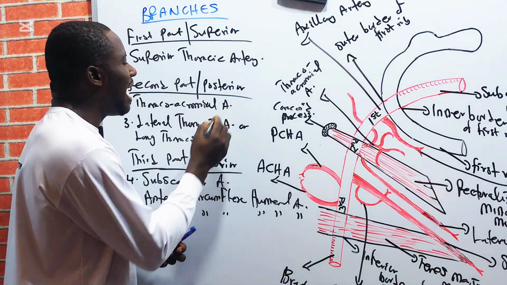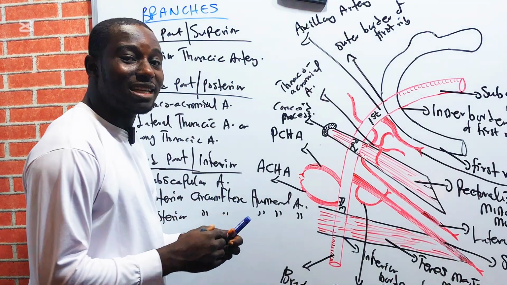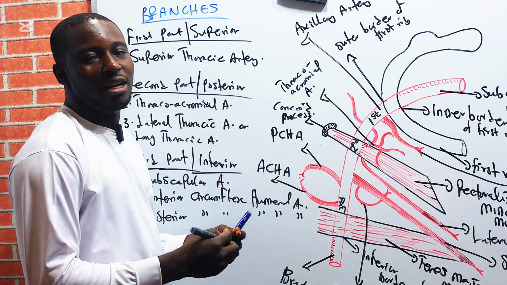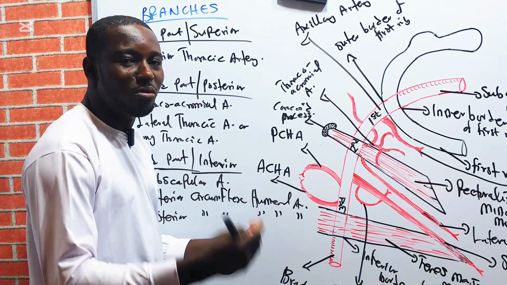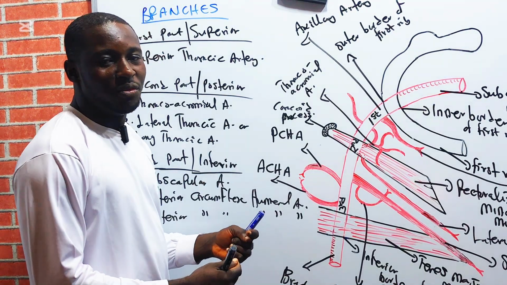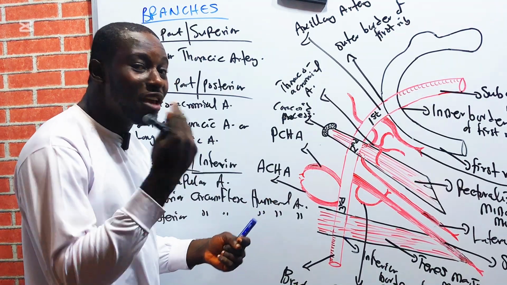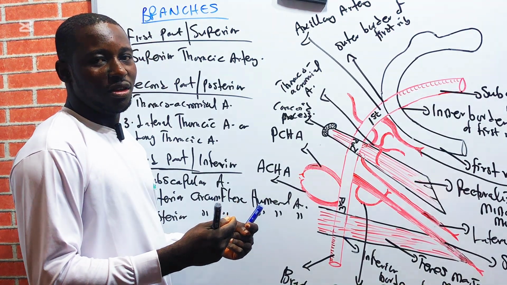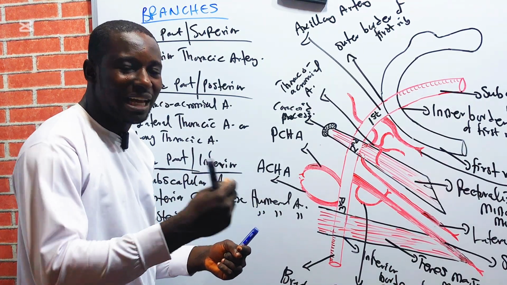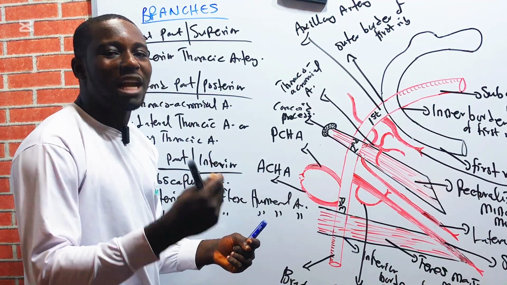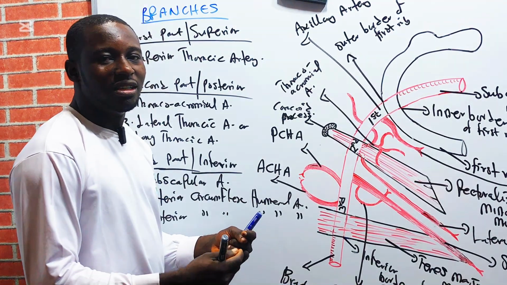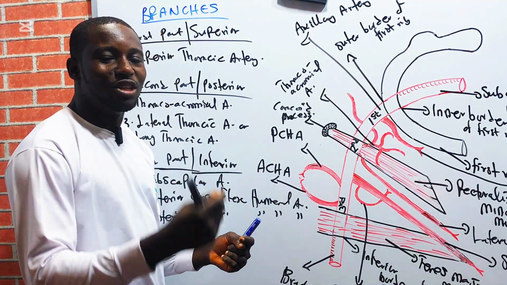The thoracoacromial artery, or the acromiothoracic artery, emerges at the upper border of the pectoralis minor muscle, where it pierces the clavipectoral fascia to give branches. It gives 4 branches known as the pectoral branch, the acromial branch, the clavicular branch, and the deltoid branch.